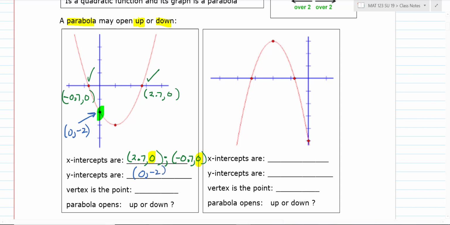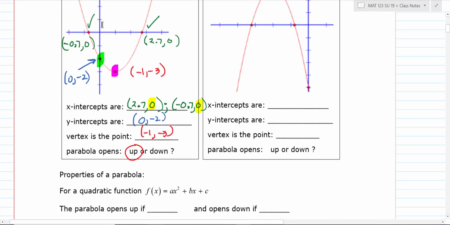The vertex is this point, the point where it comes together. It's symmetrical about that vertex. That's either the low point or the high point, like it would be on this one. This vertex looks like it has an x value of negative 1 and a y value of negative 3. And this one is opening up, so the parabola is opening upwards, going to infinity like that.